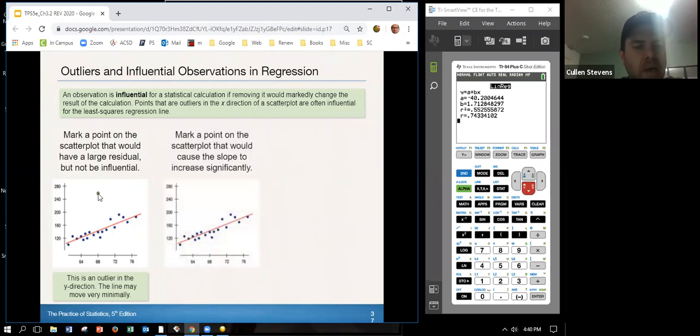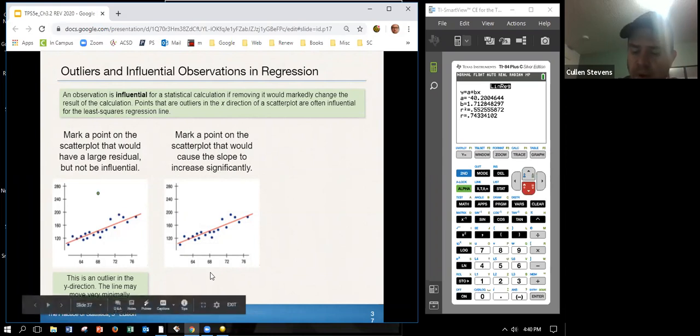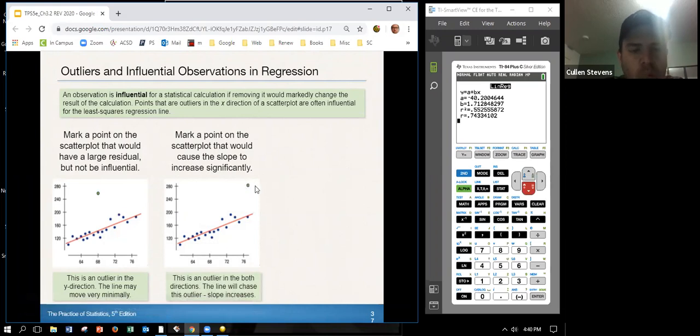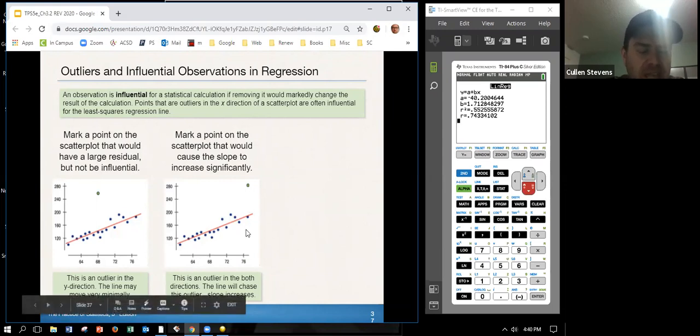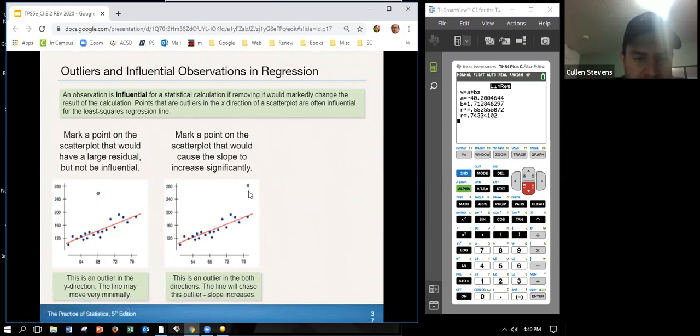What if you were asking me to mark a point on a scatter plot that would cause the slope to increase significantly? Where I might mark this point is up here. Notice that this is far away in the x direction. This data is probably centered about right here. So when I put a point far away from that center, the line of best fit is going to chase that point. I'm going to show you a dynamic model in just a second. But if I did this here, this line is going to chase that point. It's going to change and it's going to make the slope go up.